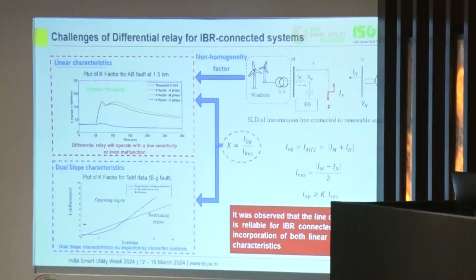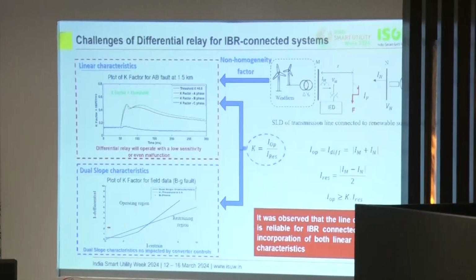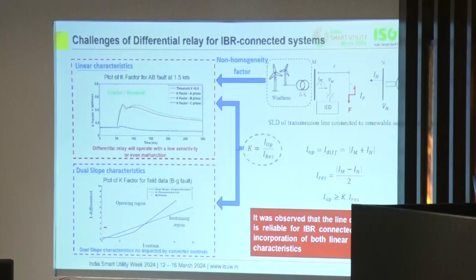But in case of dual slope characteristics, which is a combination of linear slope and the dual slope characteristics, the expected output is obtained. So for the field data seen previously, here we can see the B phase nicely settles in the operating region, and hence this proves that in case of IBR connected systems, the differential relay, if incorporated with both dual slope and linear slope characteristics, is reliable for IBR connected systems. The same is tested with almost 4,000 simulated data and also with this field data, and it is found to be reliable in this case.